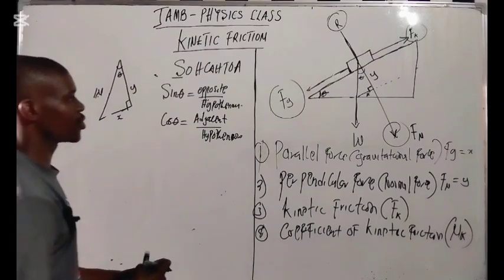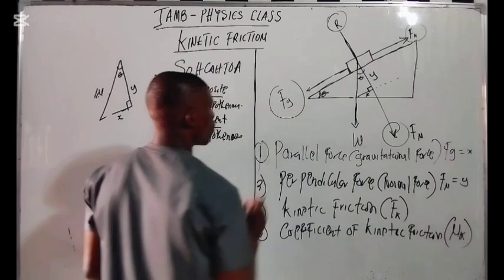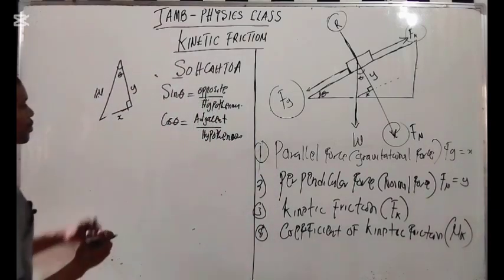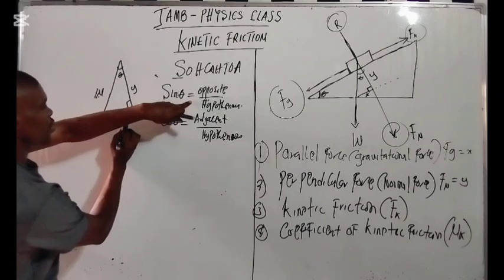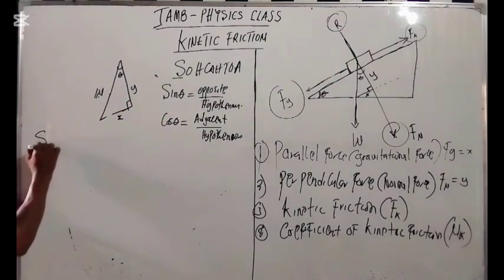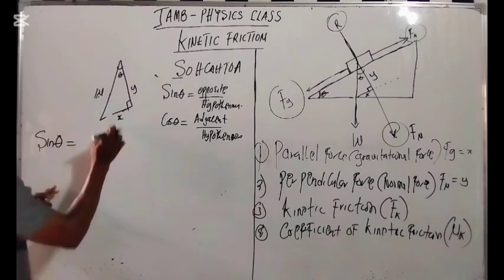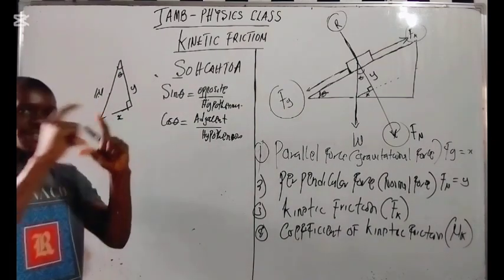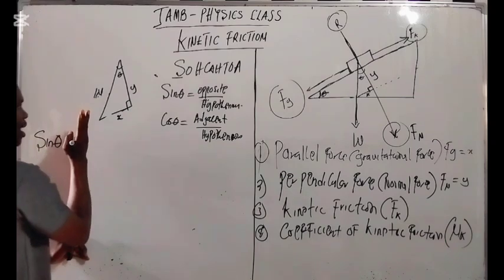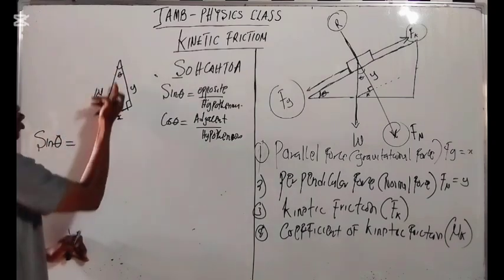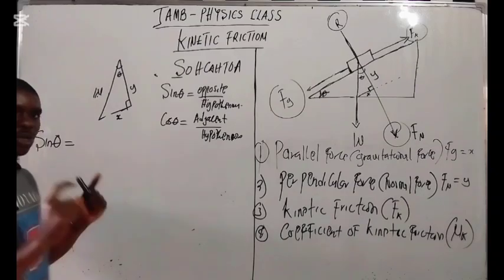So now let's resolve this x first. This x we are looking at is the opposite. So sine theta is equal to opposite over hypotenuse. Now remember, in a triangle, the longest side is the hypotenuse. The side that is opposite the angle is called the opposite, and the other side is the adjacent. Do you understand, in trigonometry ratio?